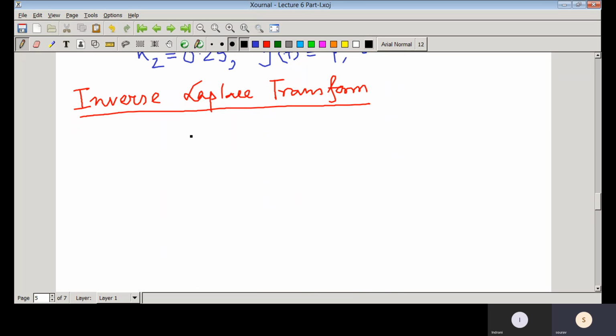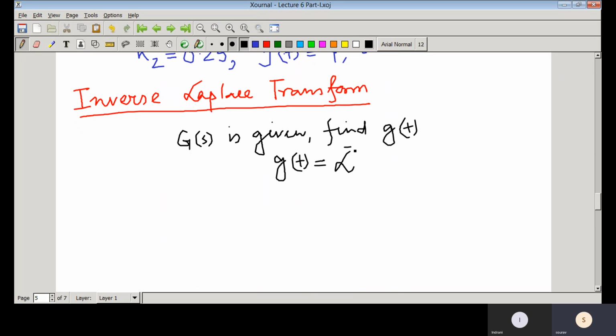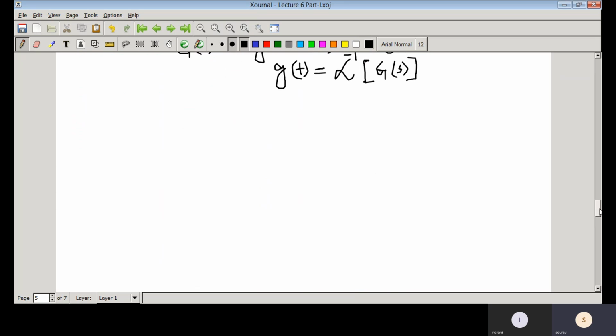Whenever G(s) is given and you are asked to find g(t), you need to take the inverse Laplace transform. That means g(t) equals the inverse Laplace transform of G(s), which is the notation. We will learn this inverse Laplace transform via some examples.